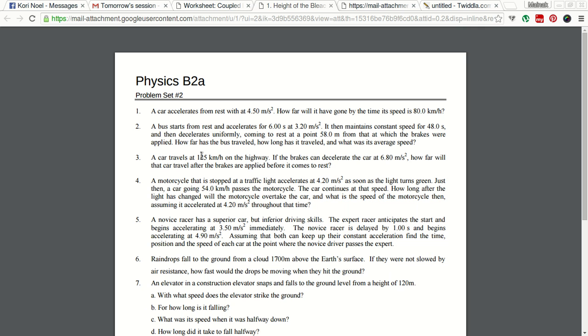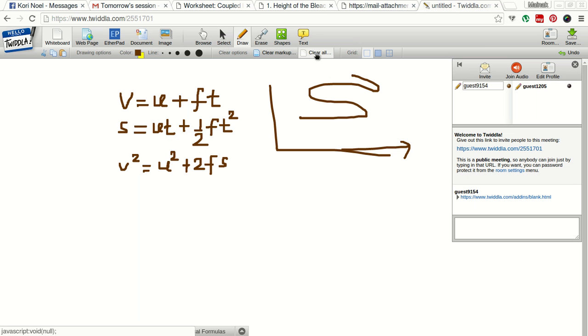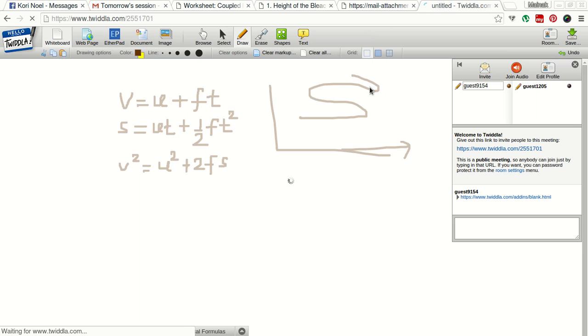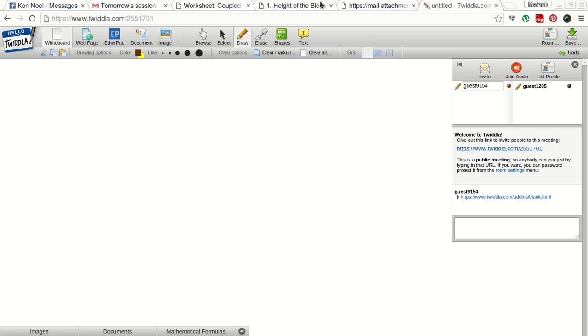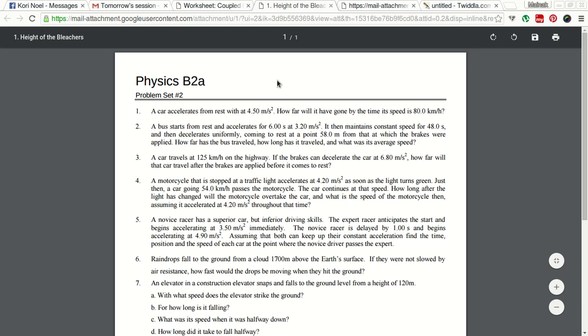So a car accelerates from rest with 4.50 meters per second squared. How far will it have gone by the time its speed is 80 kilometers per hour? This is a very good question, good in terms of explaining the kinematic equations. Is that on problem set two? Okay, let me open it.